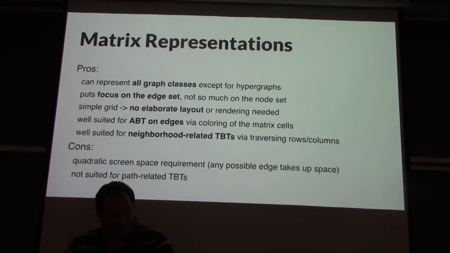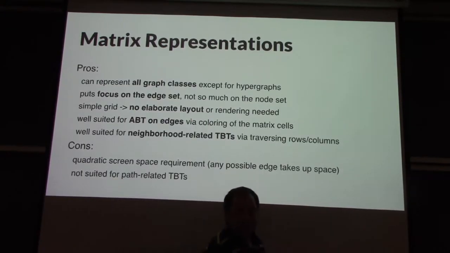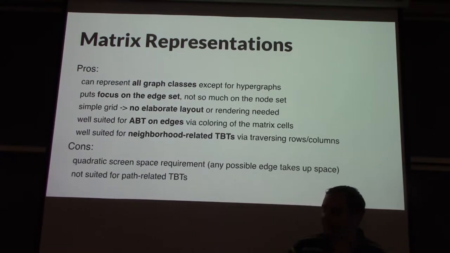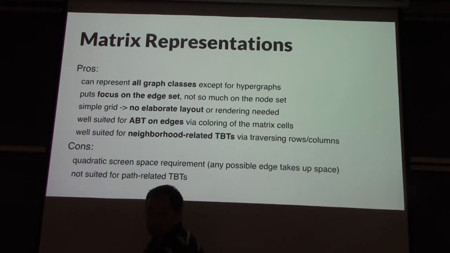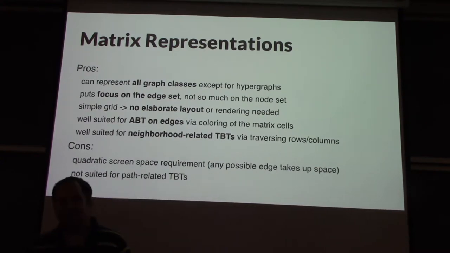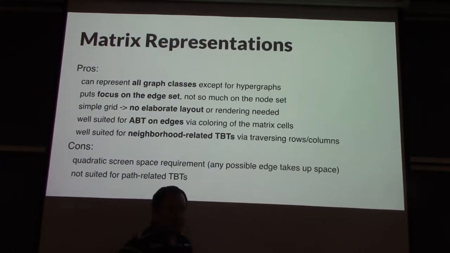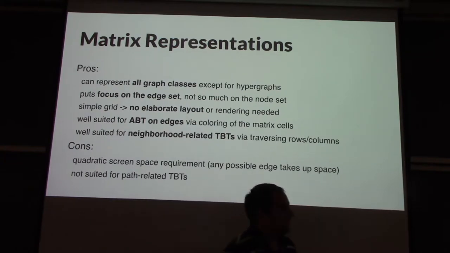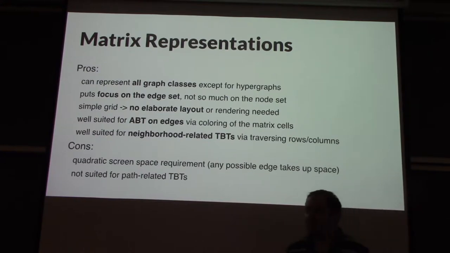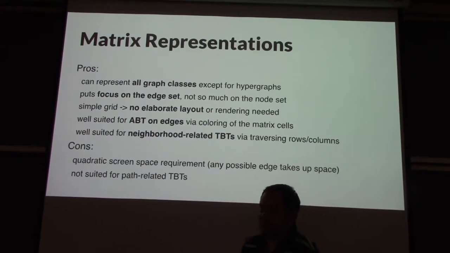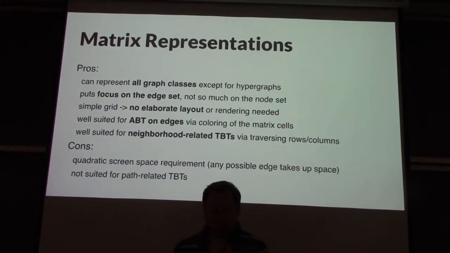So if you recap, matrices can represent all graph classes except for hypergraphs. If you remember, hypergraphs are graphs that have edges that connect multiple nodes essentially in one stroke. It puts the focus on the edge set, so it's not so much about the nodes, it's really about where the connections are. It is very simple to render because we don't have any elaborate layout algorithms. It's well suited for attribute-based tasks on the edges.